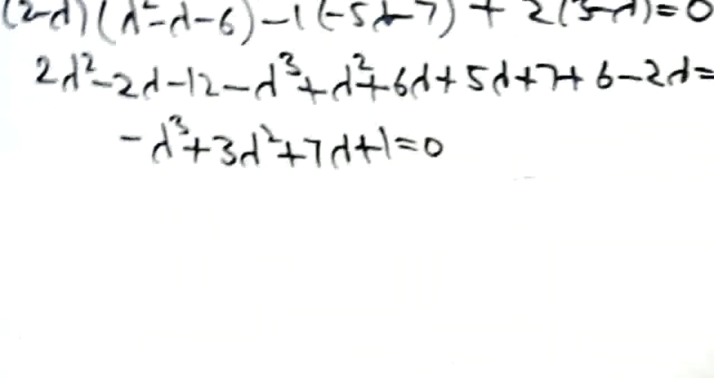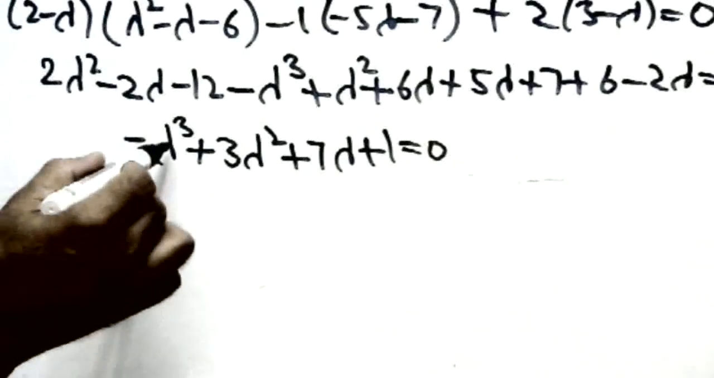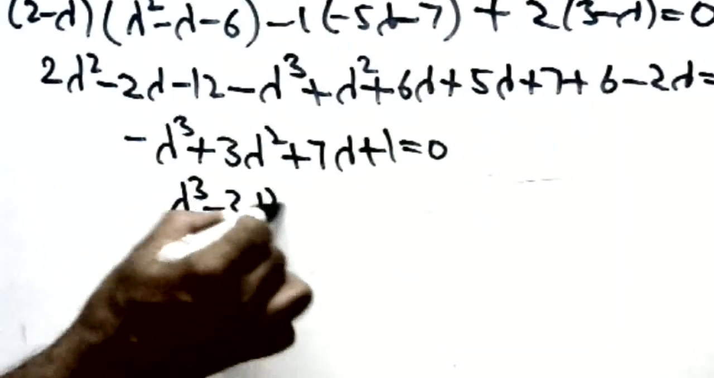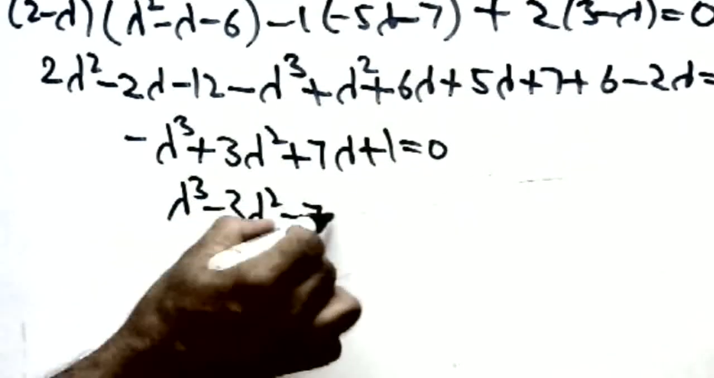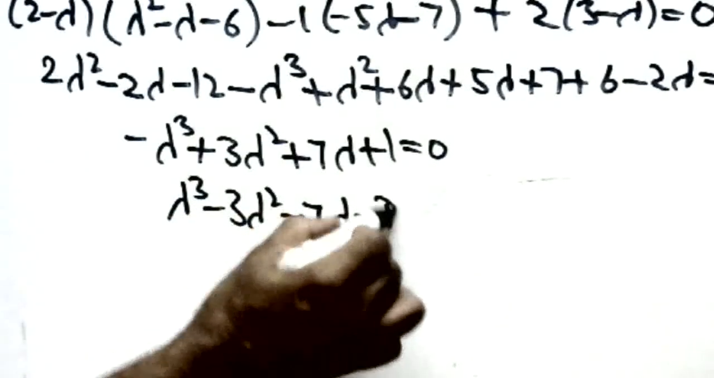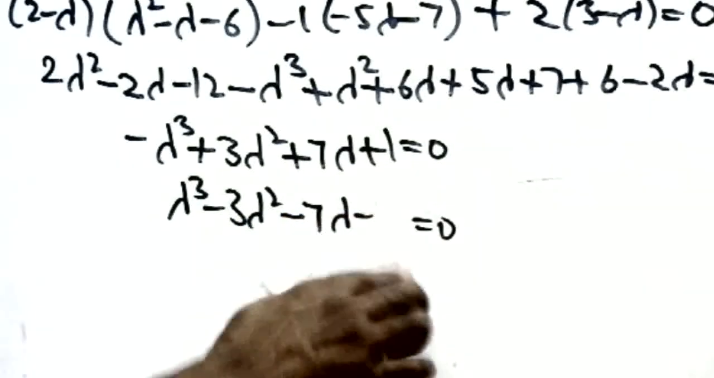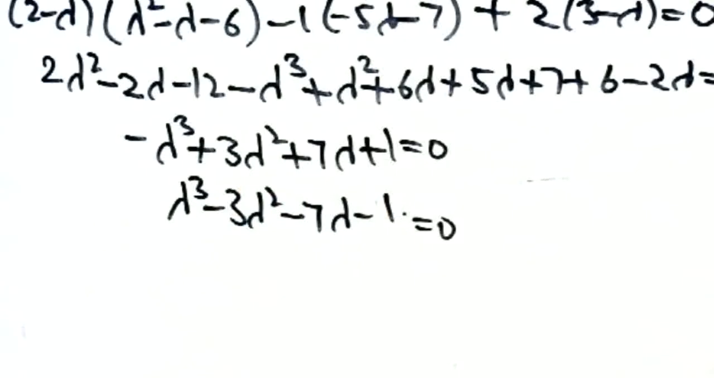Now see here, let me take minus common here. If you take minus common, this will become plus lambda cube, minus 3 lambda square, minus 7 lambda, minus 1 equals to 0. Minus, sorry, 1 equals to 0. So this is the characteristic equation.